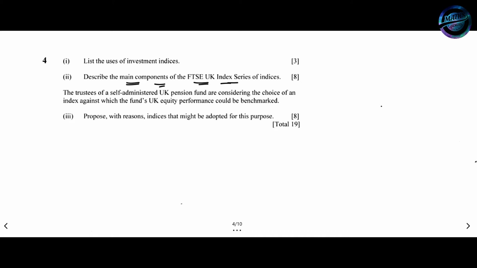Now, when we are talking about a series of indices, look, for example, if I am talking about Pakistan, they have this PSX 100 index, right? And then along with the KSE 30 index, then they have this KMI 20 index, which is Shariah compliant.